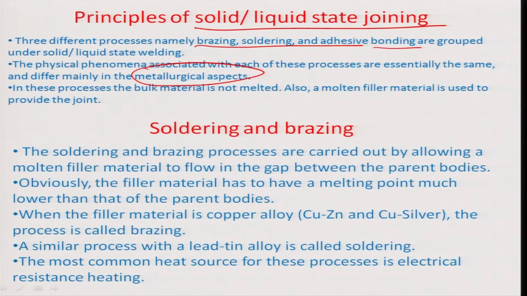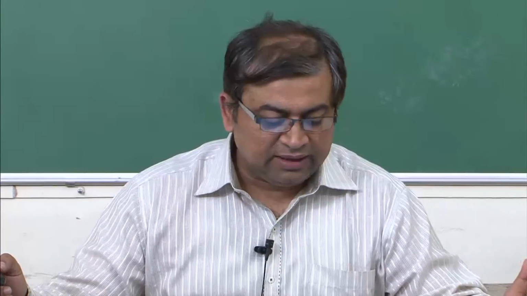And in these processes, the bulk material is not melted. Also, there is a molten filler material, usually whose melting temperature is lower in comparison to the parent metals, and it is used to provide the joint between the parent metals. So, in soldering and brazing, the processes are carried out by allowing the molten filler material to flow into the gap between the parent bodies. So, all aspects including the wettability of the surfaces across which the metal would go, and whether it is a perfectly wetting material or a slightly dewetting kind of material, would even determine the final weld strength.